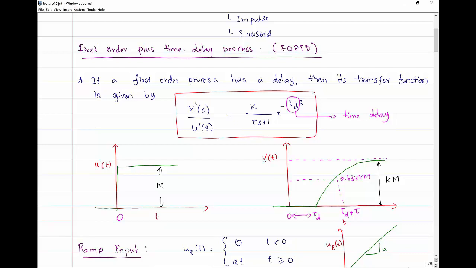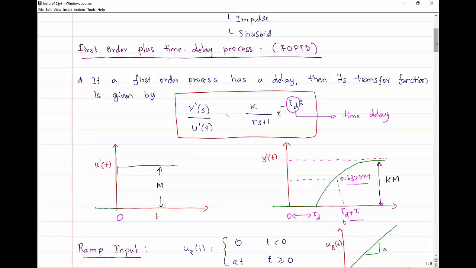The overall change in the response is going to remain k times m, where k is the gain of the process and m is the magnitude of the step input. And the other difference in this response is that the output is going to reach 63.2% of its final value at time tau d plus tau. If there is no time delay, or if the time delay is 0, it reaches 63.2% of its final value at time tau.